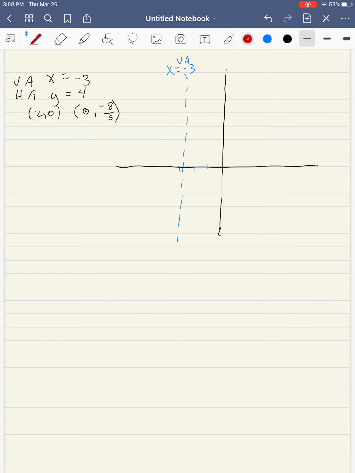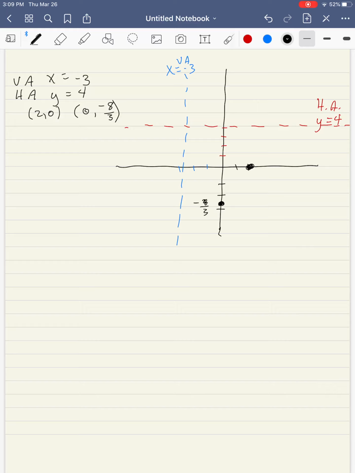My horizontal asymptote. And I'm doing this fairly rapidly because I'm assuming that you have already done all this work on your own paper and you're just checking your work. All right, so there's my 2 asymptotes. Now I'm going to go ahead and plot my 2 ordered pairs I found here. 2, 0, and 0, -8/3. Let's see, -8/3 is going to be between -2 and -3. So about right here, it's 2 and 2/3, so -8/3 is right here.